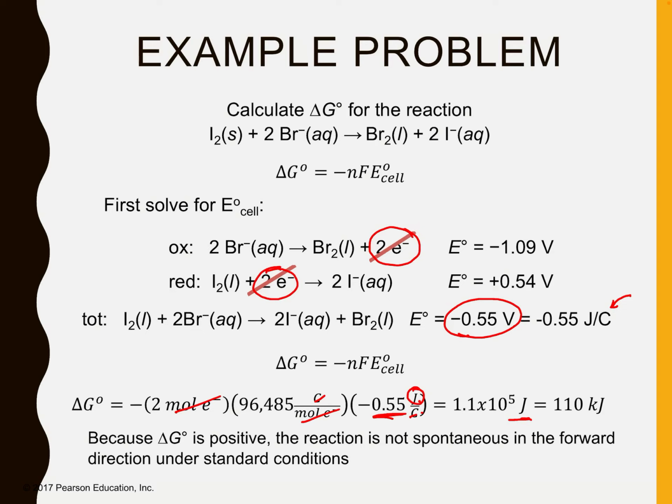But we would know that already looking at our E0 value, right? Our E0 value is negative. And for a spontaneous reaction, we need it to be positive. So both of these two things are telling us that this reaction is not spontaneous in the forward direction, but it would be spontaneous in the reverse.